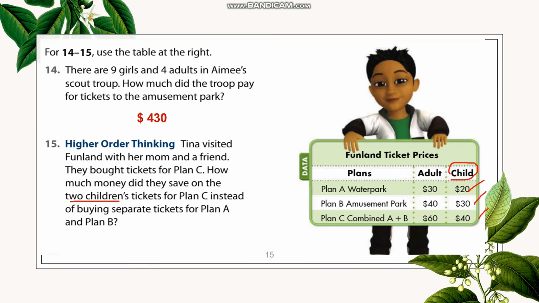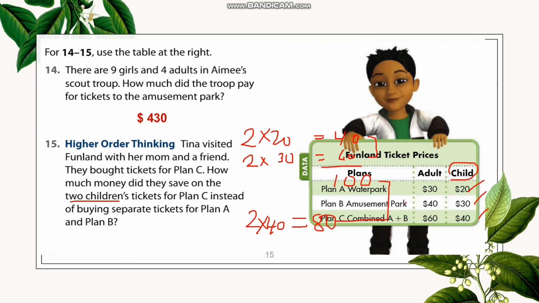So let's find out first for Plan A. 2 multiplied by 20 is $40. For Plan B, 2 children multiplied by 30 is equivalent to $60. So if they pay separately for Plan A and Plan B, they need to pay $100. But if they pay Plan C only, which is $40 each, 2 multiplied by 40, they need to pay only $80. So how much money did they save? You simply subtract 100 minus 80, and that is equivalent to $20.